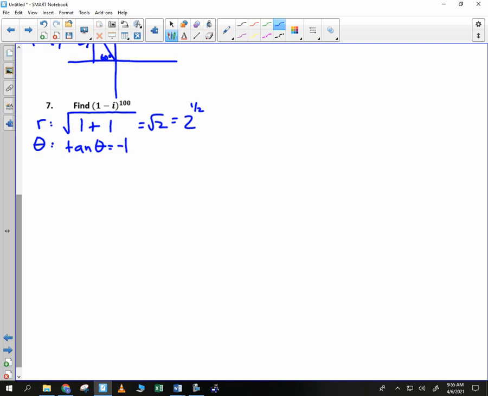Uh-oh, it's negative. Which quadrants? 2 and 4. Which quadrant is that in? That's 4th quadrant, right? Oh, yeah. So 4th quadrant, if I inverse tangent of 1 on my calculator, what do you get? 45 degrees. So what's that angle going to be down there? 315. Turn it into radians. 7 pi over 4.